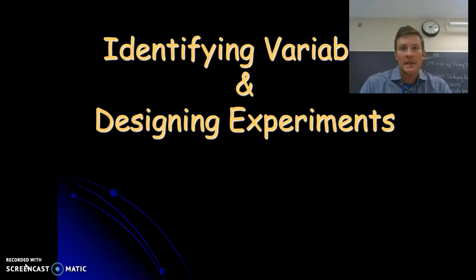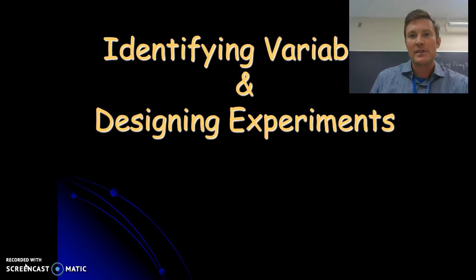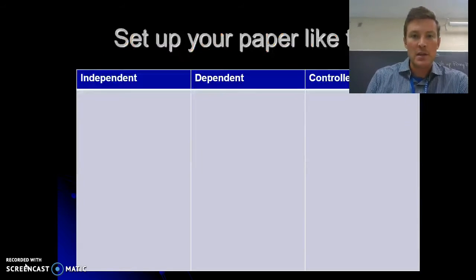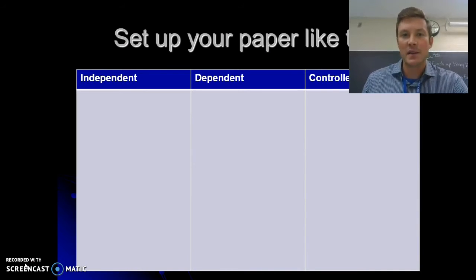Hi there. Today I want to show you a couple things about identifying variables in an experiment and how you can set up experiments and make sure that it's a controlled experiment where you're only changing one variable at a time. Pretty much anytime we do a lab, you're going to see a variables chart that looks something like this. It's going to be divided into your independent variable, also known as a manipulated variable, and it's the part of the experiment you can change, or it's the part that you change on purpose.